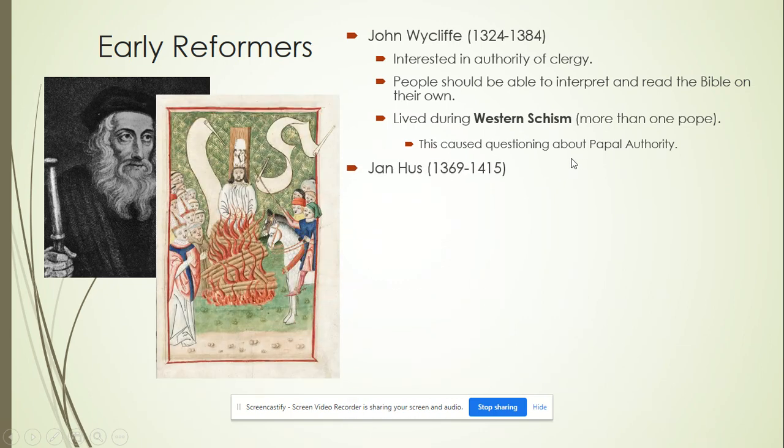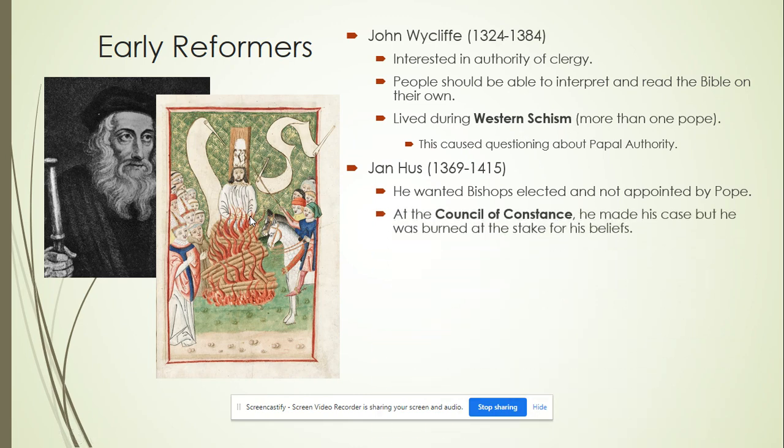Jan Hus is another one, late 14th, early 15th century. We can see here stylized in this medieval painting of him being burned at the stake. Spoiler alert. He wanted bishops to be elected and not appointed by the Pope. You'll notice one of the commonalities in a lot of these reformers is that they believe in giving the people, the lay people, some more semblance of power or a stake in the church.